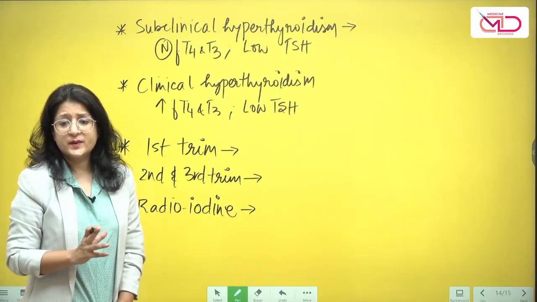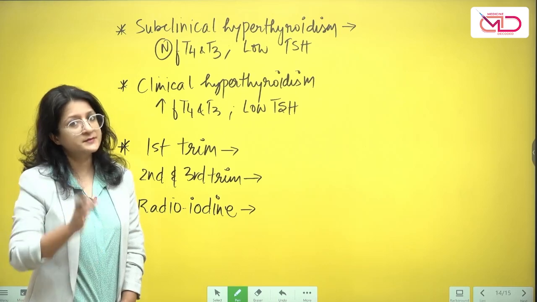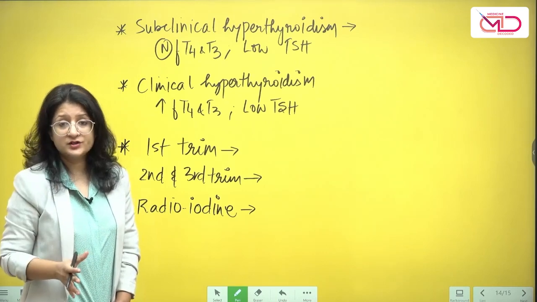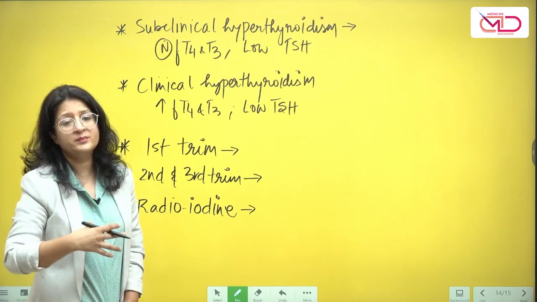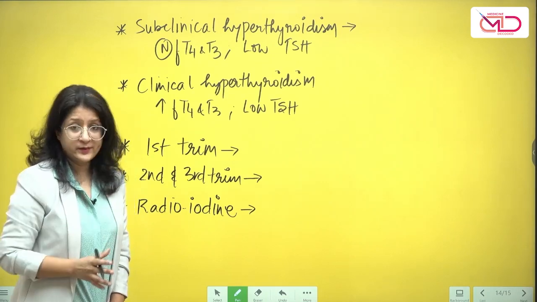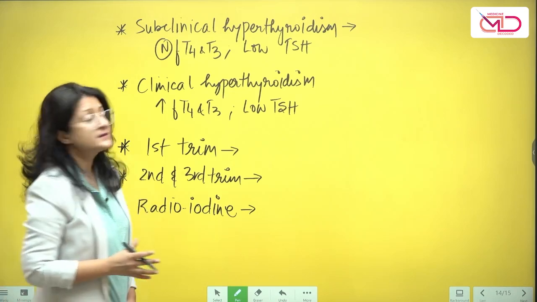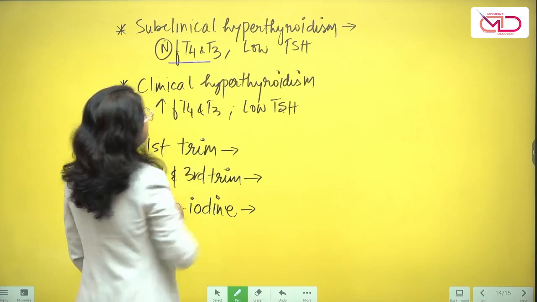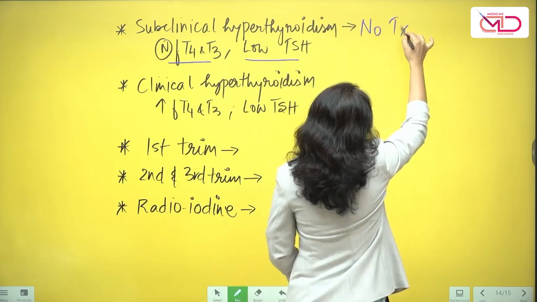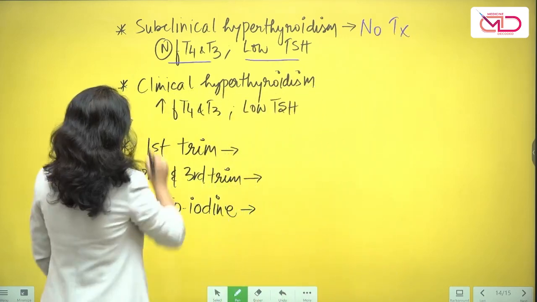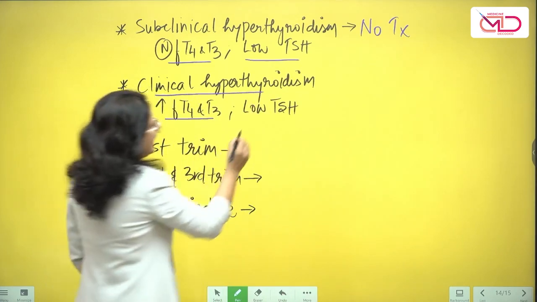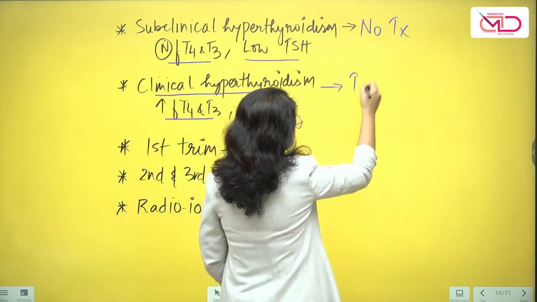Now there are various aspects to treatment of hyperthyroidism and Graves' disease which you read up in medicine, endocrinology and pharmacology. To discuss all those in detail would be beyond the scope of this video, so I will highlight the important points regarding treatment during pregnancy. Subclinical hyperthyroidism, where there are normal T4 and T3 levels but low serum TSH levels, is the only problem. No treatment with drugs is required. When we talk about clinical hyperthyroidism, with elevated free hormone levels and low TSH levels, then of course treatment is required.